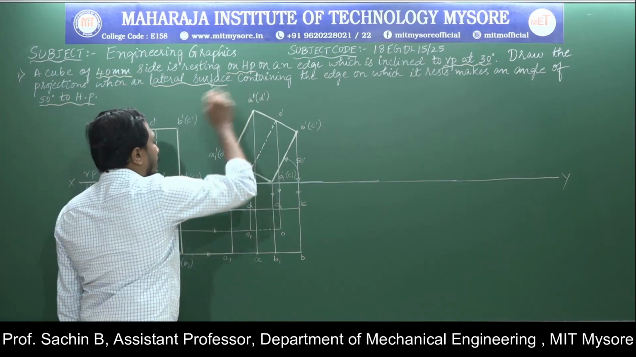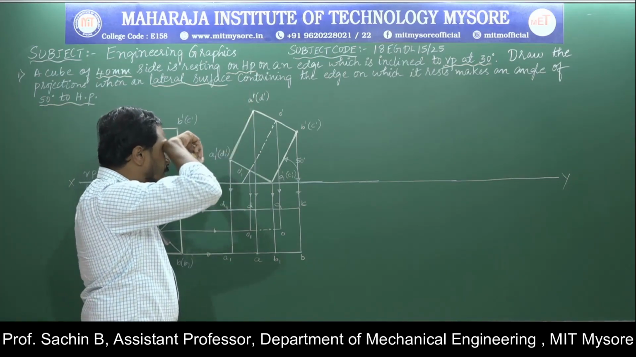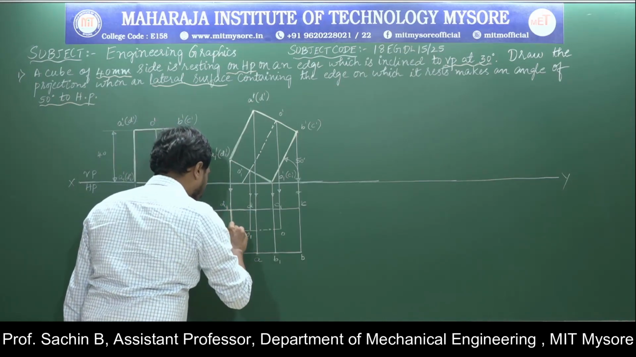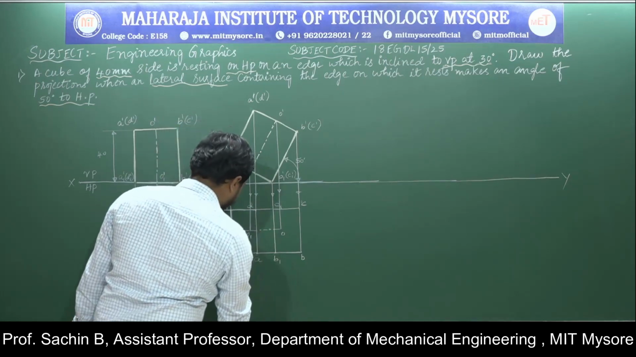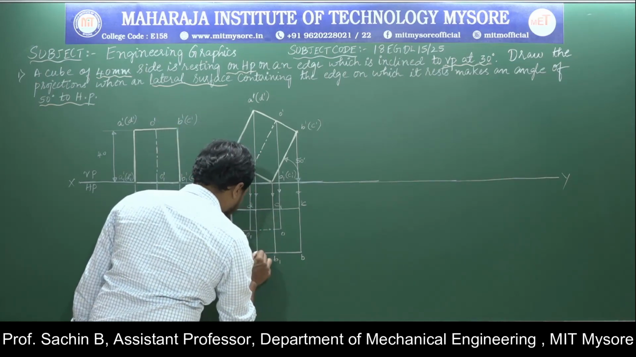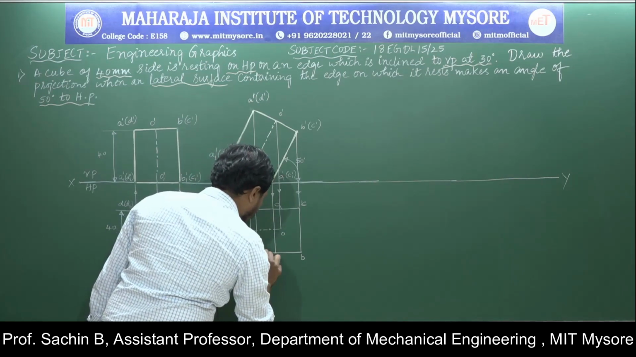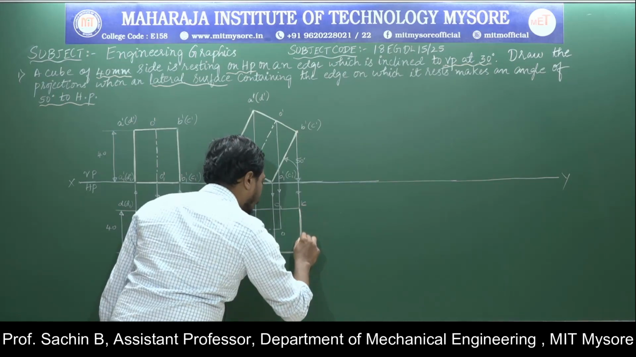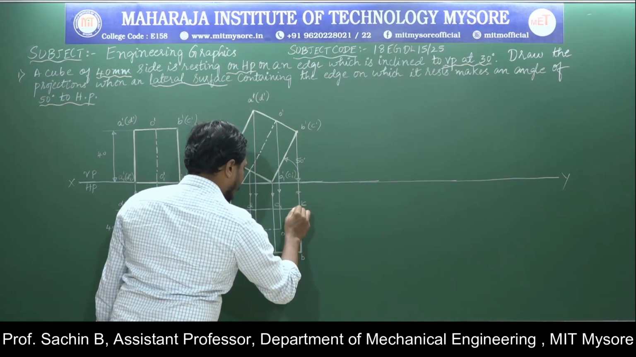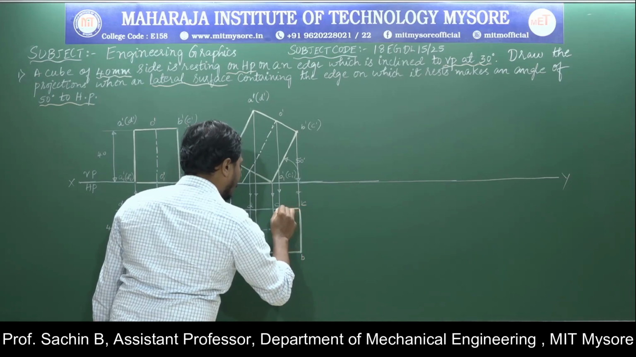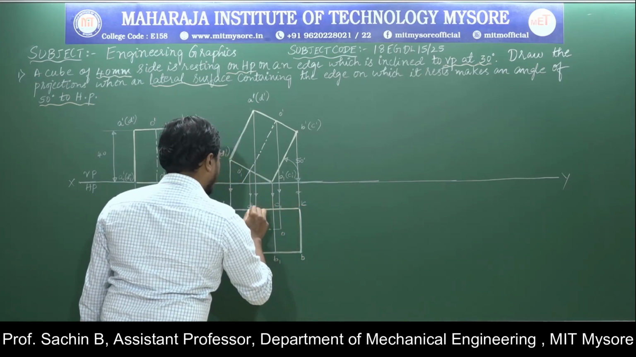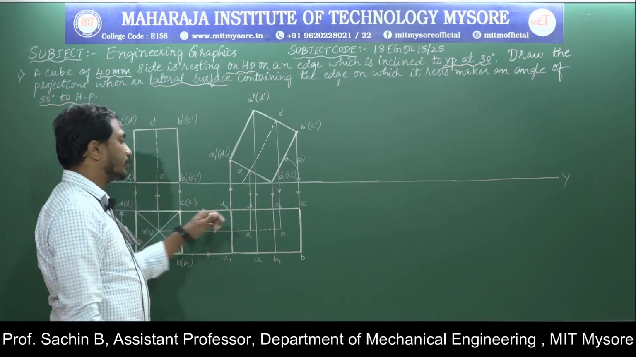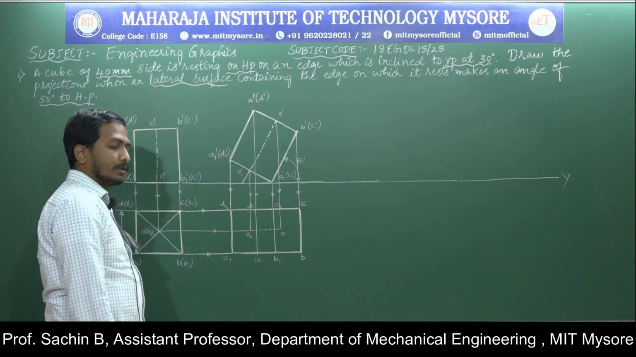First I will go for the concept that outermost edges are visible. According to it, I will start from D1 point: D1 to A1, A1 to A, A to B1, B1 to B, B to C, C to C1, C1 to D and to D1. This is my outermost edge according to the first concept.